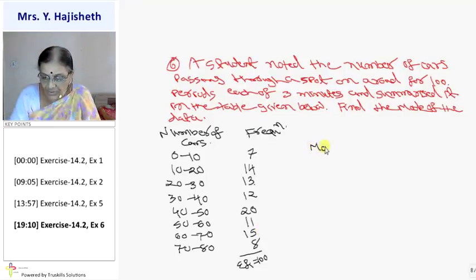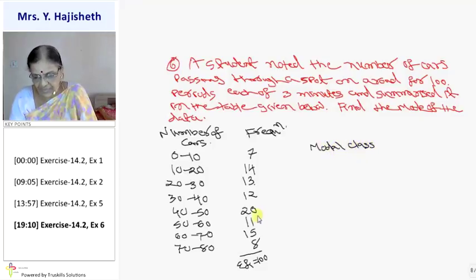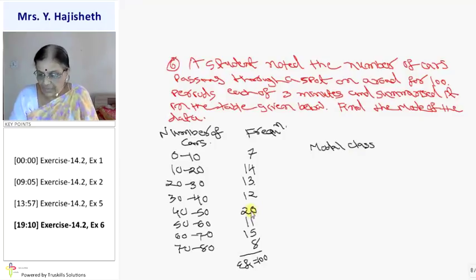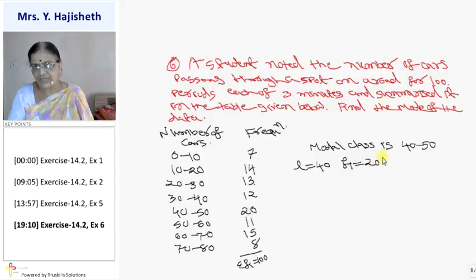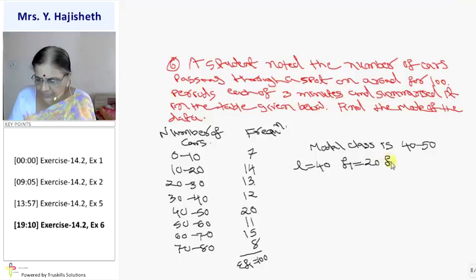So, what is the modal class? Highest frequency here is 20. So, the class against frequency 20 is 40 to 50. So, 40 to 50 is the modal class. So, here L is 40. Frequency of modal class is 20, which is the highest frequency. F0, frequency of the class preceding this class, is 12. And frequency of the class succeeding this class is 11. And class length is 10.